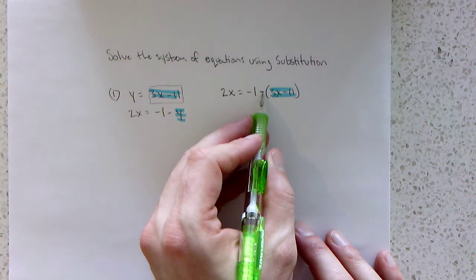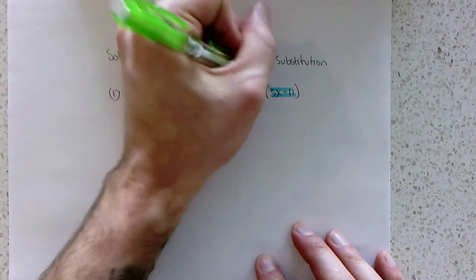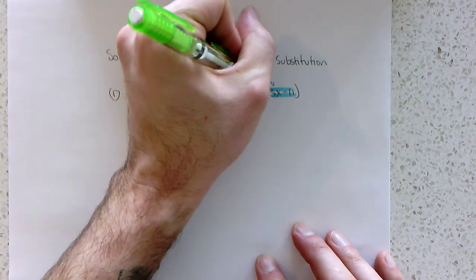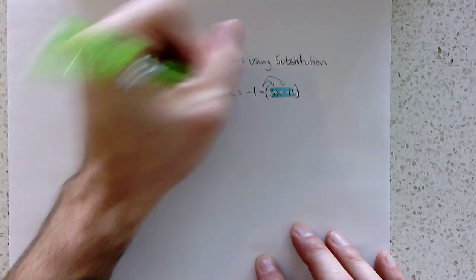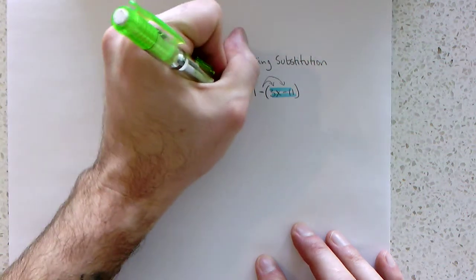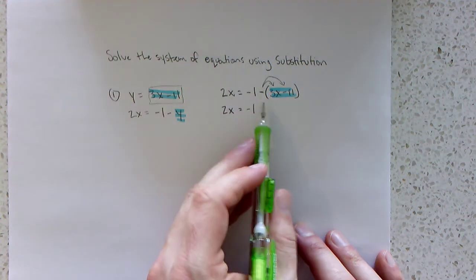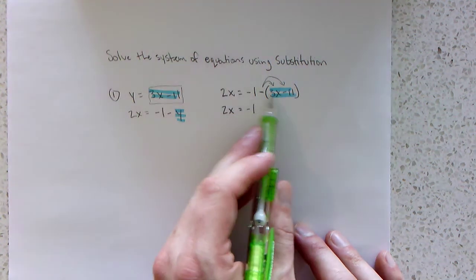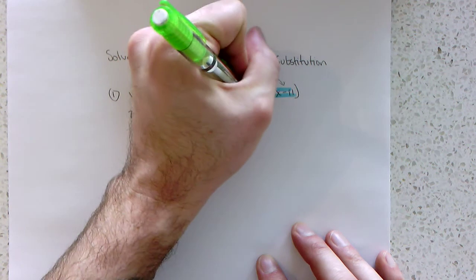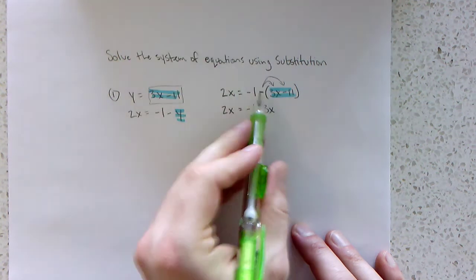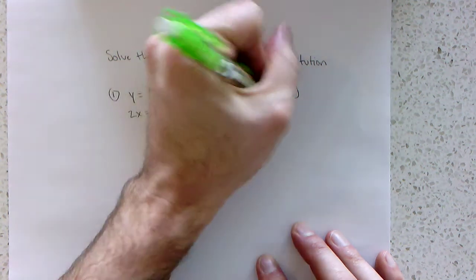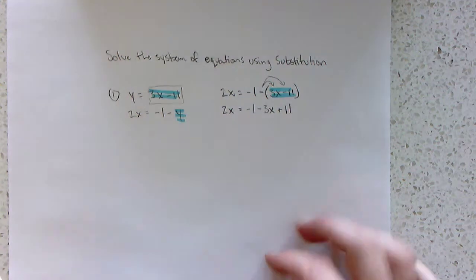Now from here, I see I have a negative, so I need to distribute the negative in order to solve this. So let's rewrite that on this next line. So 2x equals negative 1, and then negative times a positive is going to give me a negative 3x, and then a negative times a negative is going to give me a positive 11.